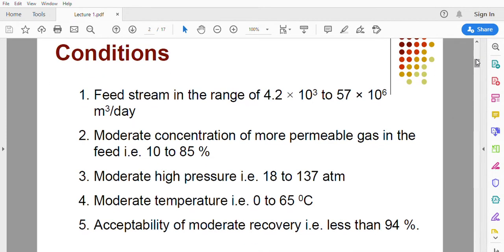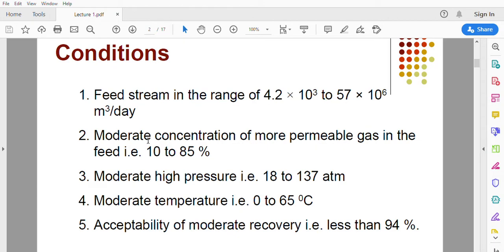Now we will start with conditions. There are some conditions we can use to analyze the commercial viability of membrane technology for gas separation. First is the amount of the feed. The feed stream should be in the range of 4.2 × 10^3 to 57 × 10^6 meter cube per day. So for commercial application you have to consider this amount of gas. For research purposes or lab experiments we can use any amount of gas.